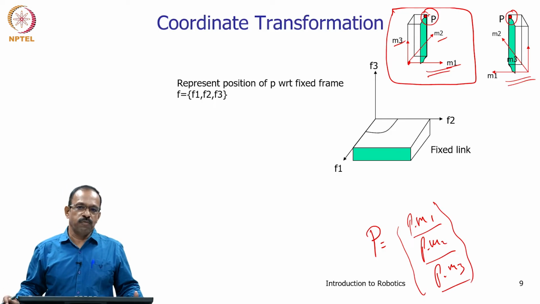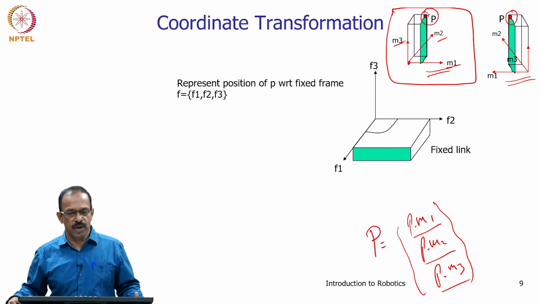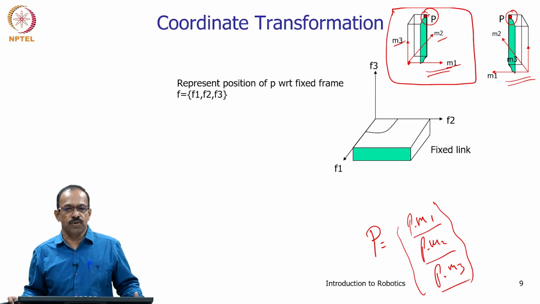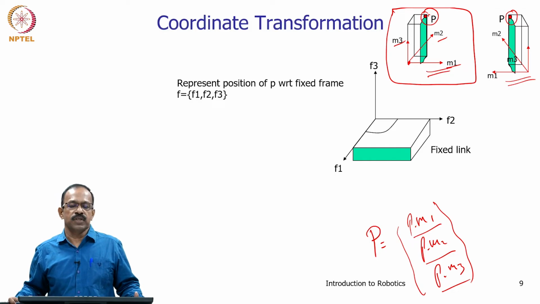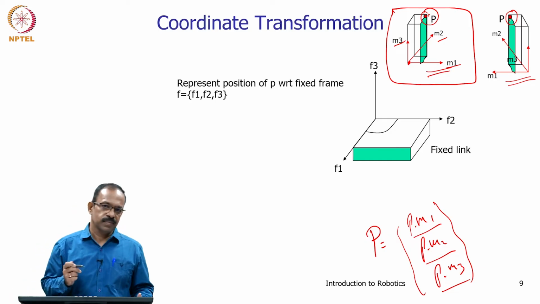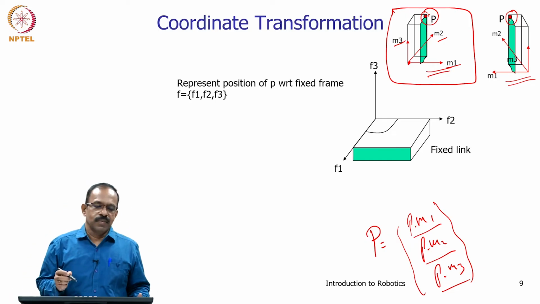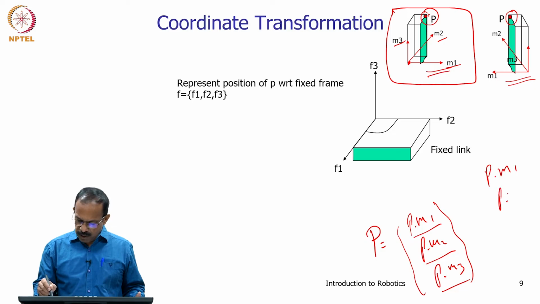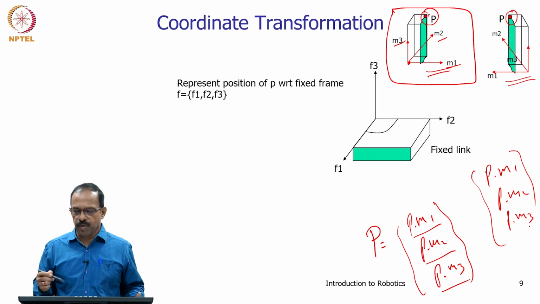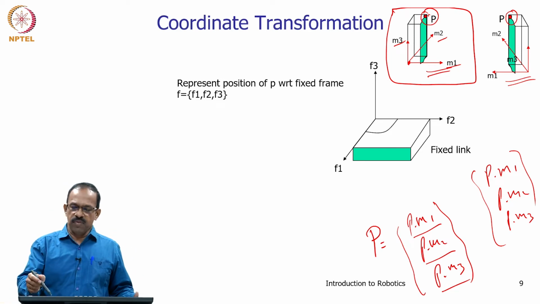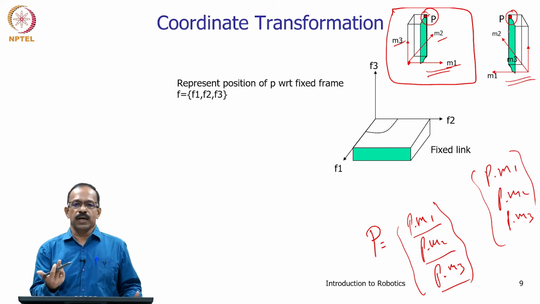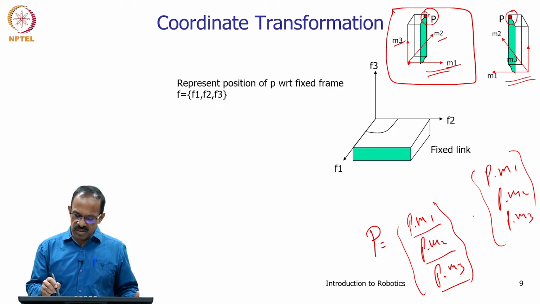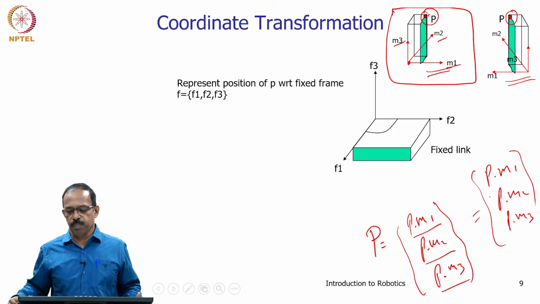So, what will be the position of p now? Will it be the same as the previous one, or will p change? The position of p will change with respect to the frame. Yeah, so it is not going to change, because p is again p dot m1, p dot m2 and p dot m3. That is the coordinate of p, and since m1, m2, m3 also rotated along with the object, there will not be any change in the coordinates of p. So, p will remain the same.